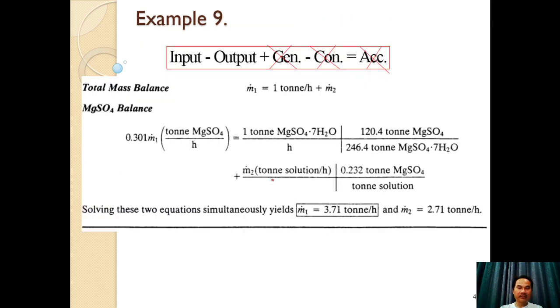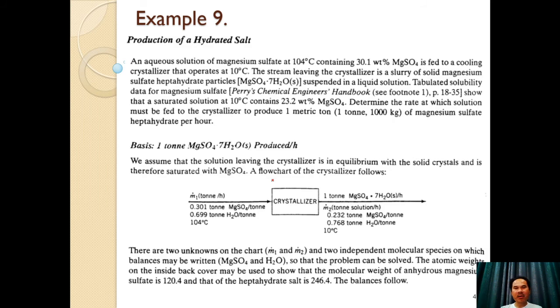For this example, right? Talk about an aqueous solution of magnesium sulfate at 104 degrees Celsius containing 30.1% weight magnesium sulfate fed to the cooling crystallizer. It operates at 10 degrees Celsius. That means we cool from 104 to 10 degrees Celsius. And the stream leaving the crystallizer is a slurry of solid magnesium sulfate heptahydrate. Hepta means 7 molecules of water. After crystallization, we have the solid in the form of magnesium sulfate heptahydrate.